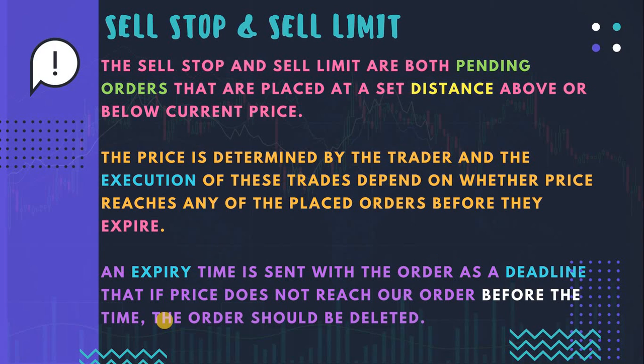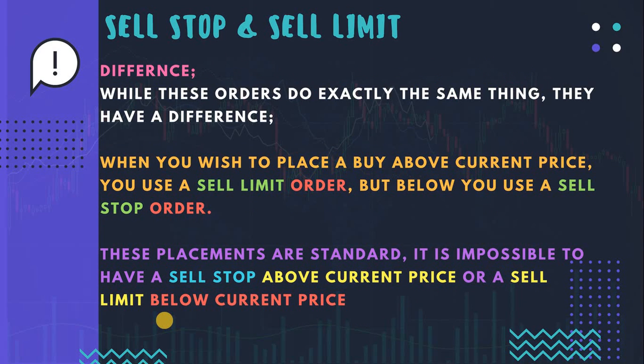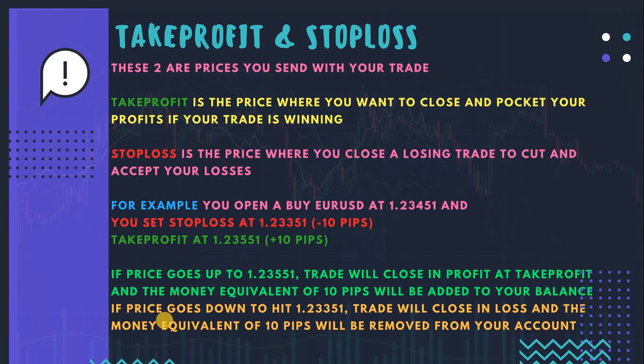Now for sell stop and sell limit, it's basically the same thing as the buy stop and buy limit, but in this case you're selling at a price above or below current price. Buy stop is when you want to buy above current price, but sell stop is when you want to sell below current price, and sell limit is when you want to sell above current price. So if the price is at 300 and you want to sell at 400, then you use the sell limit order. But if the price is at 300 and you want to sell at 100, then you use the sell stop order. That's just it.